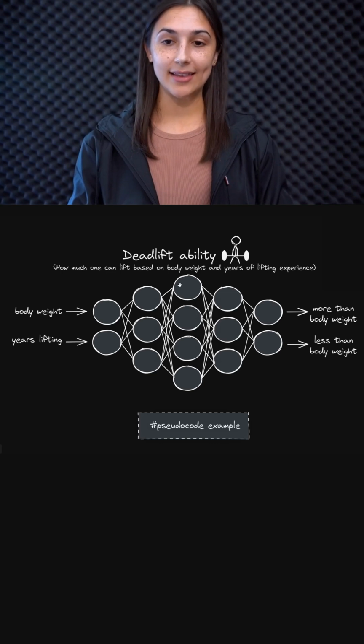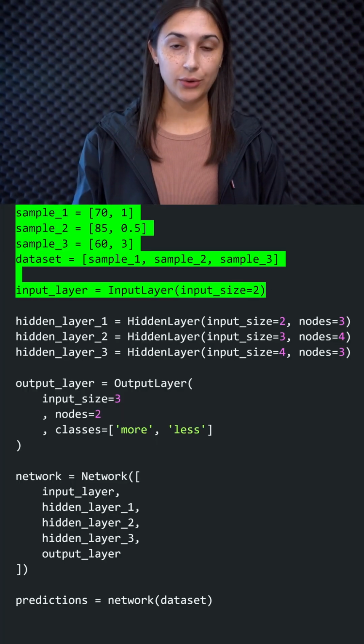So as we can see, this network has an input layer, which receives two different input features: the number of years someone has been lifting, as well as their body weight measured in kilograms. All right, so here is our pseudocode example here.